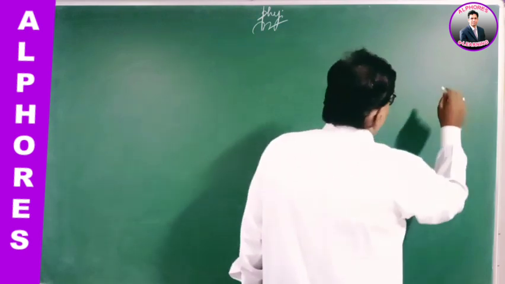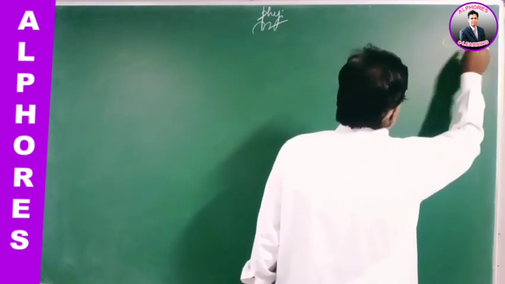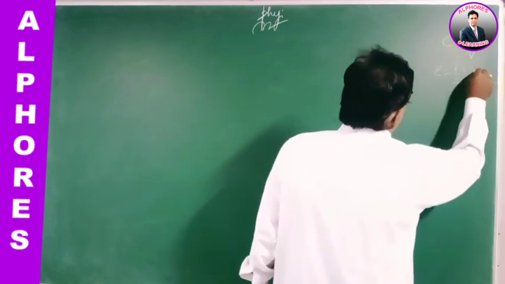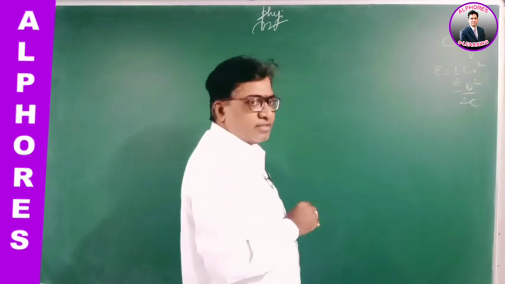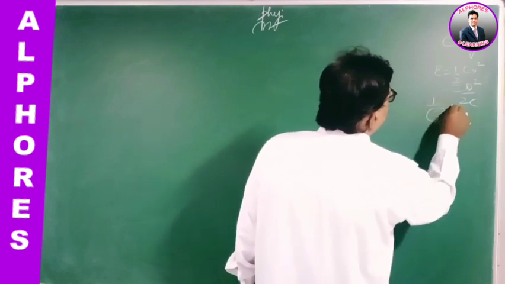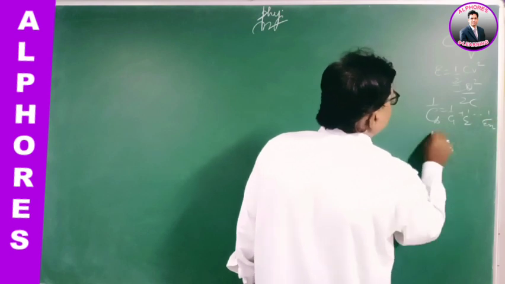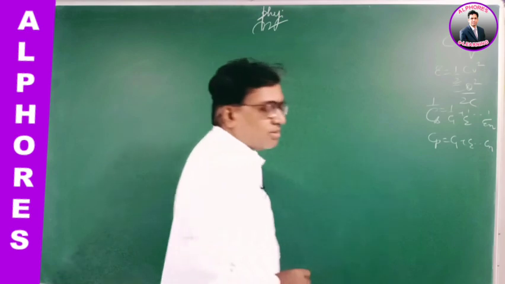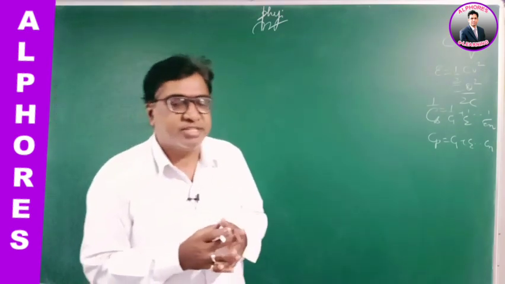I was telling you capacity is Q by V. First formula. Energy is half CV square or Q square by 2C. When capacitors are in series, 1 by Cs is 1 by C1 plus 1 by C2 up to 1 by Cn. If they are in parallel, C1 plus C2 up to Cn, right? So based on these things, we'll take up some illustrations.